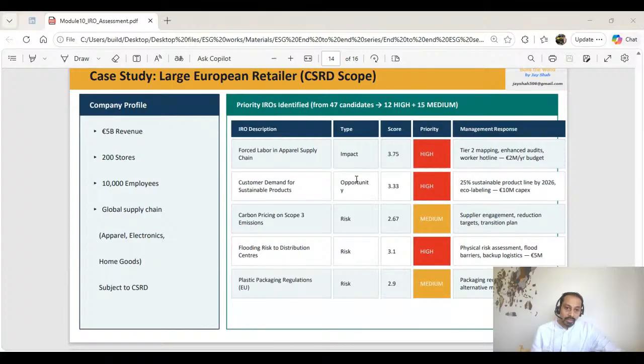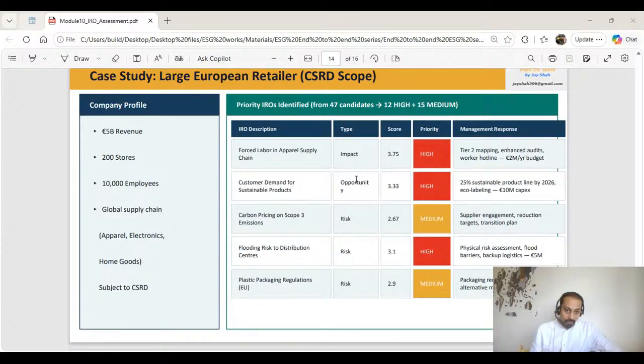And the fourth one is the flooding risk to distribution centers. So this is the physical climate risk with a score of 3.1, which is again a higher priority. Why high? Because even though the likelihood is medium term, the magnitude is potentially very large, up to 50 million in asset value at risk. So management response: physical risk assessment, flood barriers, backup logistics plan, and the capital investment of 5 million required.